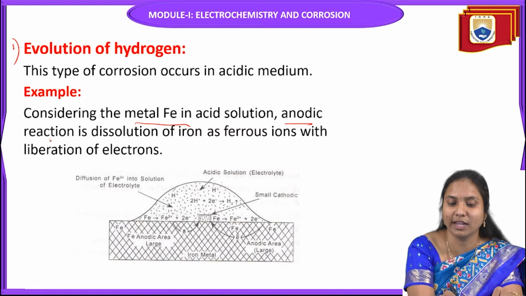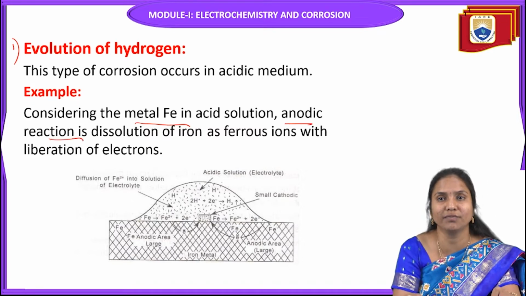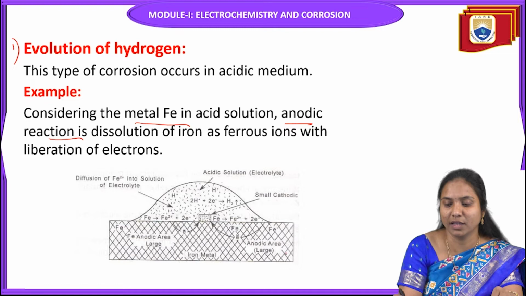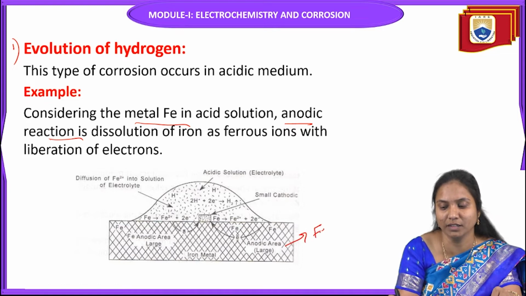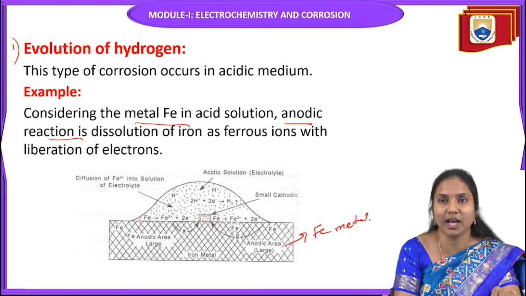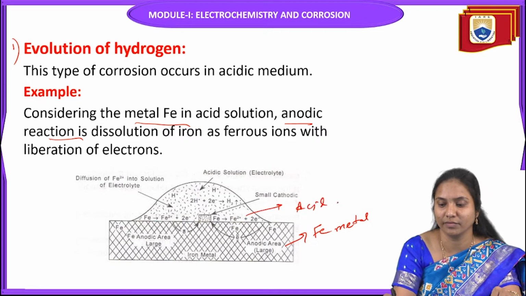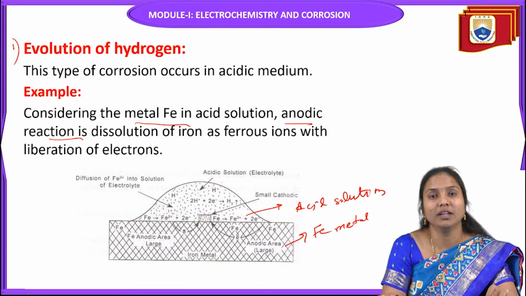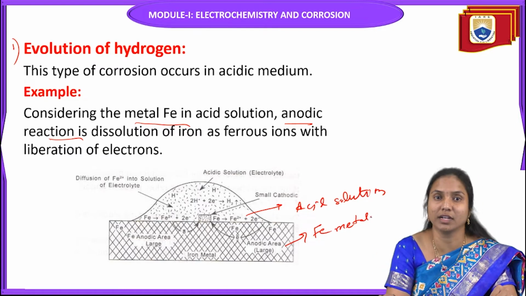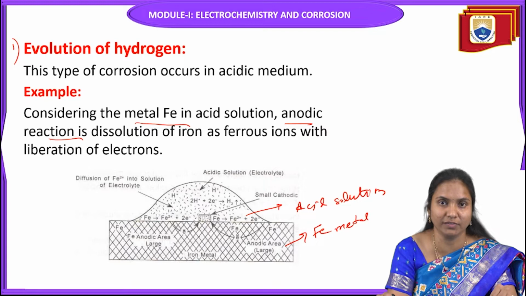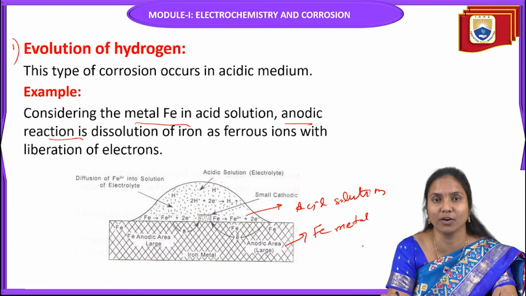Here, the anodic reaction is dissolution of iron as ferrous ions with liberation of electrons. For example, this is the iron metal where it interacts with acid solution. These electrons are consumed by the cathode in 2 different ways: evolution of hydrogen and absorption of oxygen.